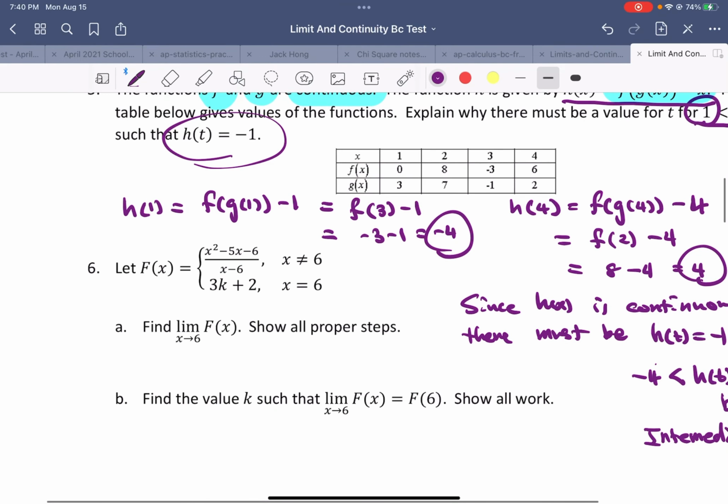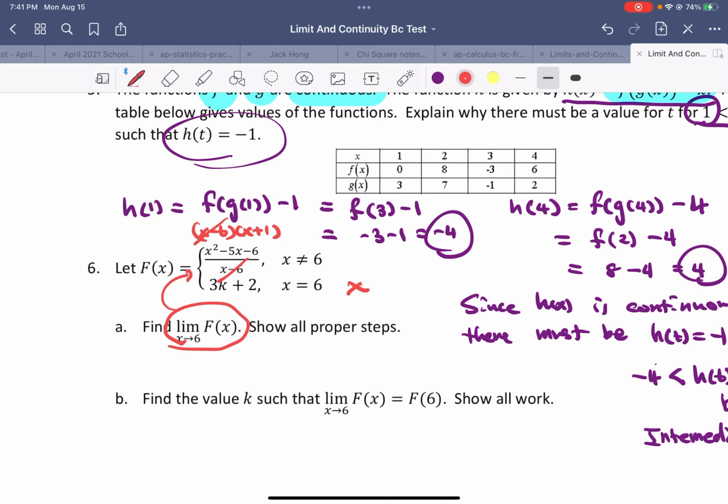Now let's move on to number 6. Okay, so this is what we call a piecewise function. Limit as x equals 6 of f of x, and show all proper steps. For the limit, it has nothing to do with this single value. So you have to use that rational expression for the limit, keep in mind. So the first step you're going to do is factor the numerator, x minus 6 and x plus 1. Oh, this one is the same thing. So that's the location of a hole. Okay, there's no vertical asymptote, there's a hole there.